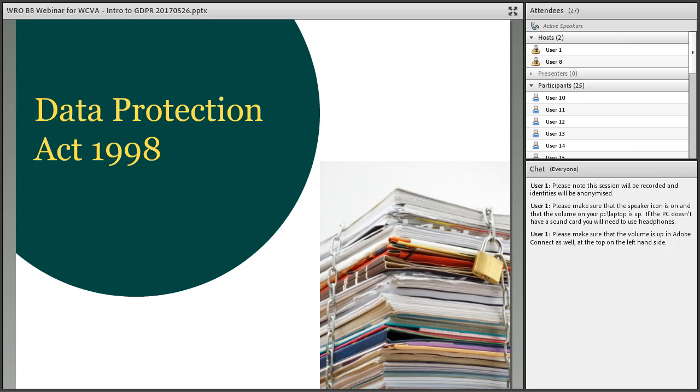Now, for all of you, that could be service users, it could be members of the public that make inquiries to your offices, and it can also be staff, so you as staff as well are data subjects in respect of some of the information that your organisation holds.